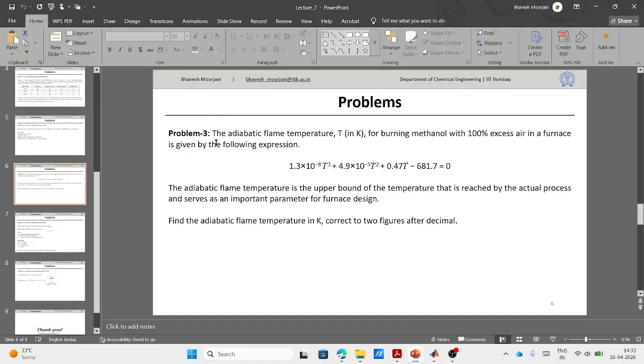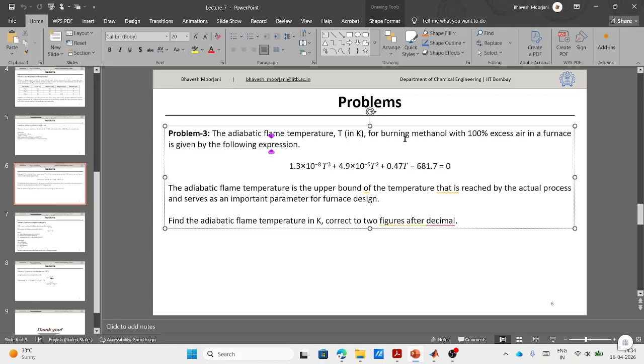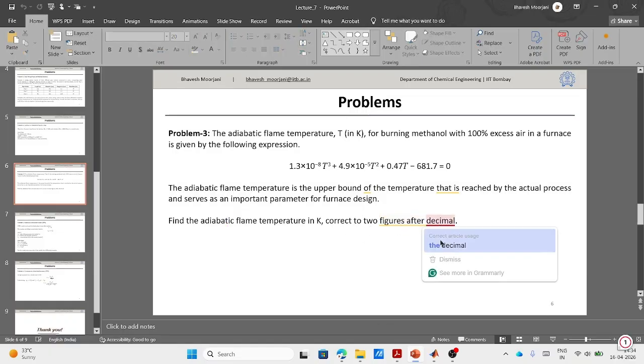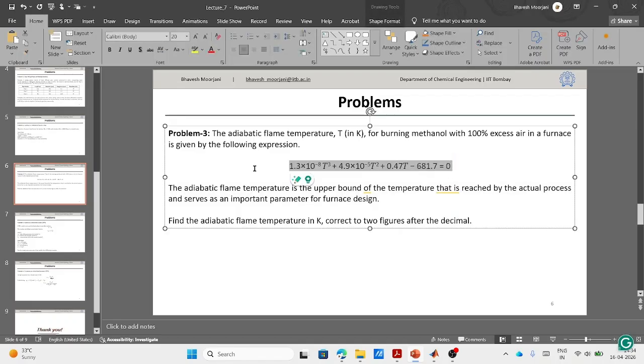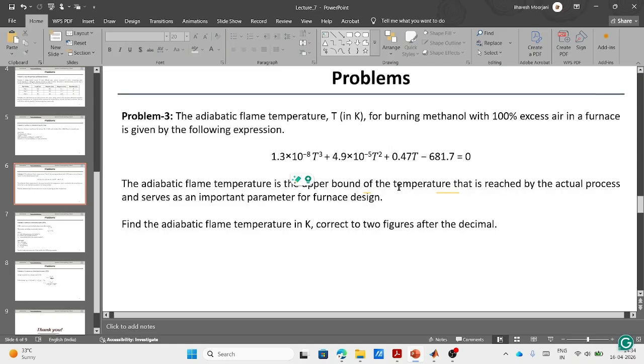Okay. So problem 3, here the information given is the adiabatic flame temperature T. The adiabatic flame temperature for burning methanol with 100% excess air in the furnace is given by this equation. The adiabatic flame temperature is the upper bound of temperature that is reached by the actual process and serves as an important parameter during furnace design. We have to find this flame temperature correct to two figures after the decimal. We have been given this equation. Now, this is a polynomial equation, and you have to solve this equation.